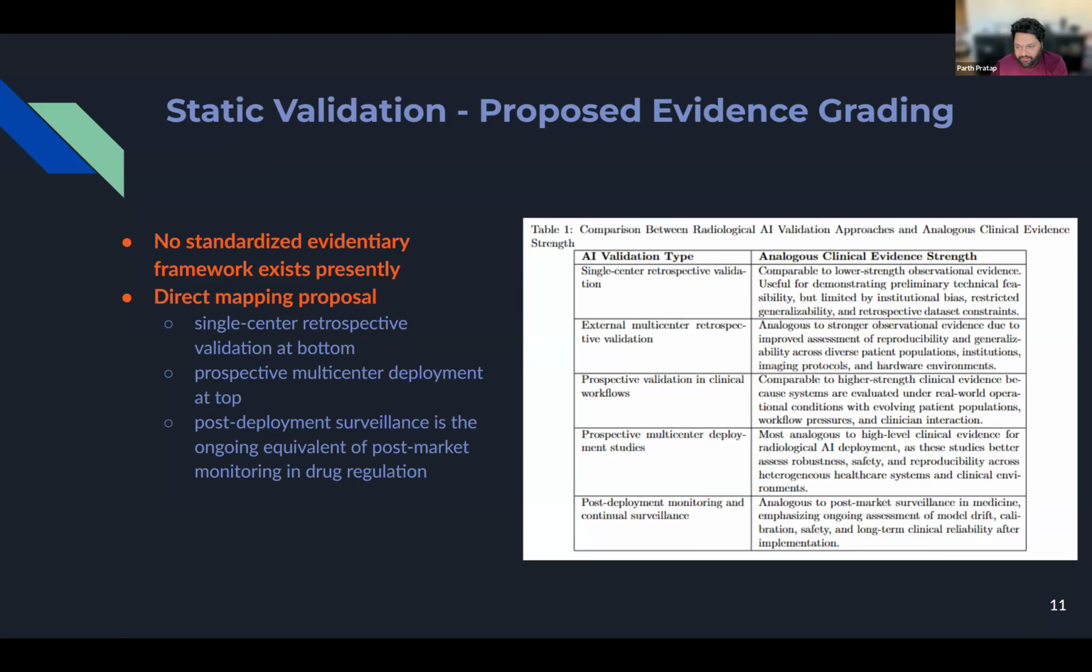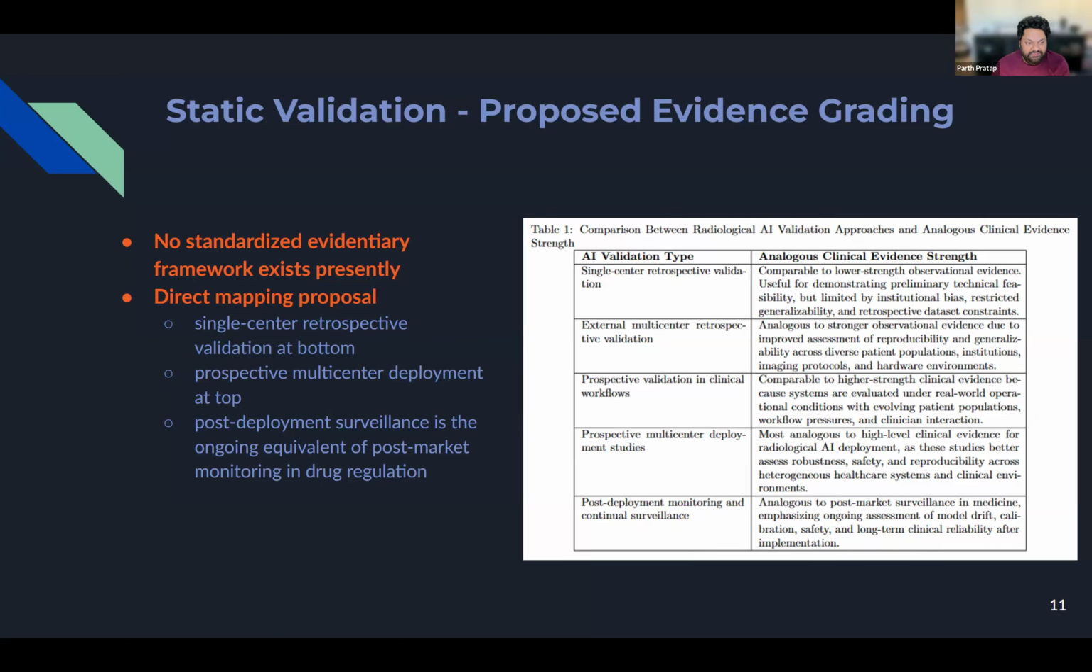And looking at static validation, we might ask the question: in typical clinical settings, we have grading criteria that are evidence-based, but for radiological AI, no such framework exists. So a radiologist looking at an FDA-cleared AI tool has no standard way to ask, how rigorously was this validated? Was it tested in one hospital or 200? Is it on old scans or does it account for new scans, because technology moves? So what we are proposing, in the table on the right-hand side, is that clinical evidence and AI validation type be coupled together.